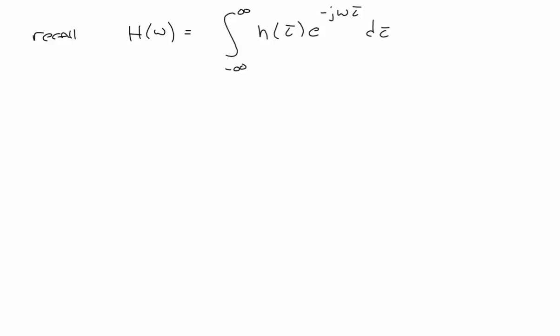Now, recall this. The transfer function of my system is the Fourier transform of my impulse response, and the integral that I've written here is the definition. It's the defining integral for the forward Fourier transform.